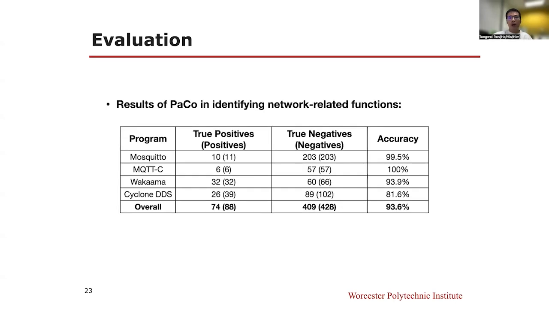The results of PACO in identifying network-related functions are shown in the below table. Overall, PACO achieves larger than 93% accuracy. Analysis of mistakes indicates that they occur due to mislabeling of the corresponding structs.